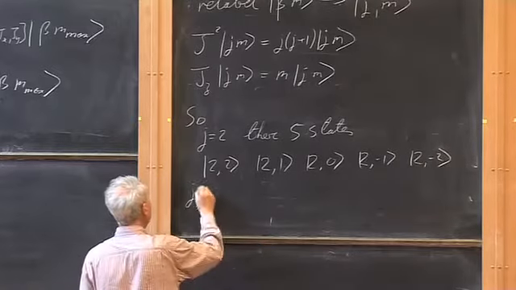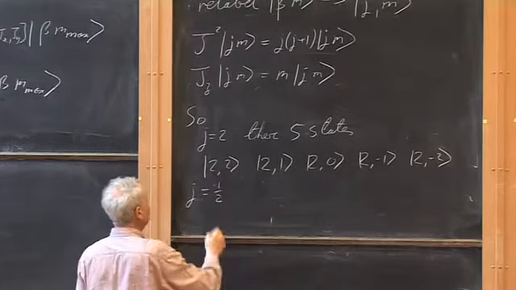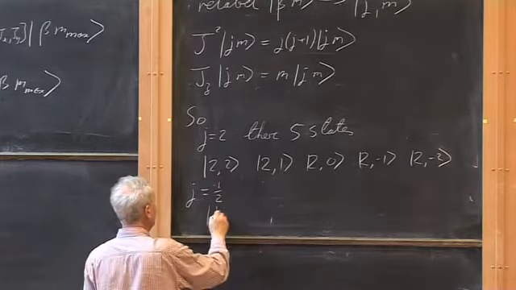If j is a half, then what do we have? We have a half, and a half, and minus a half, and that's it. Only two states.